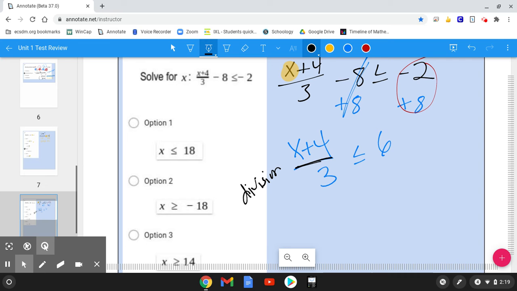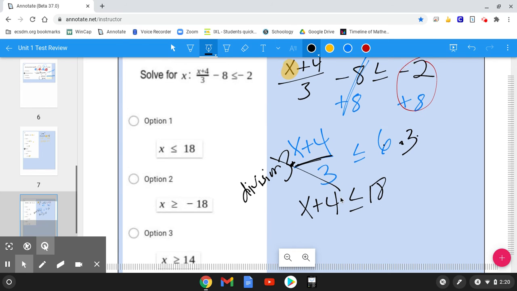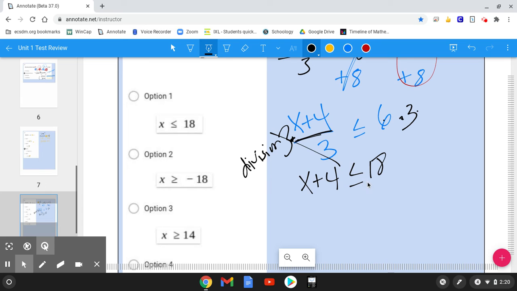x plus 4 is being divided by 3, so we'll do the opposite and multiply both sides by 3. Multiply both sides by 3, so your 3's cancel out. We have x plus 4 is less than or equal to 6 times 3 gives us 18. Notice I didn't need to flip the sign because I wasn't multiplying or dividing by a negative.